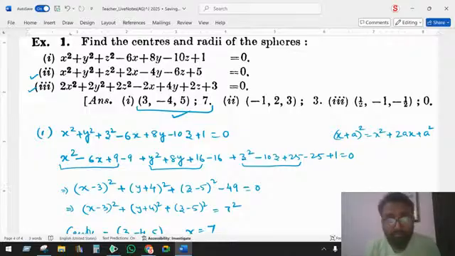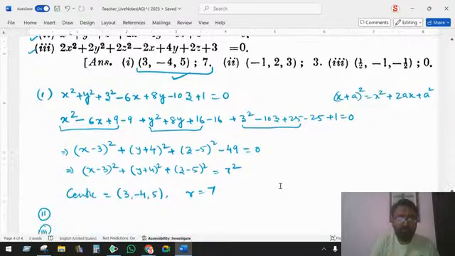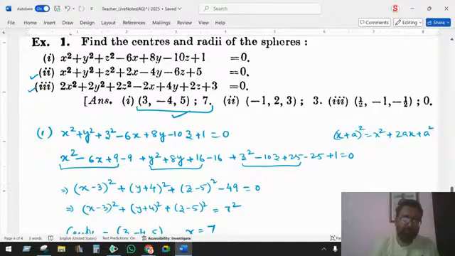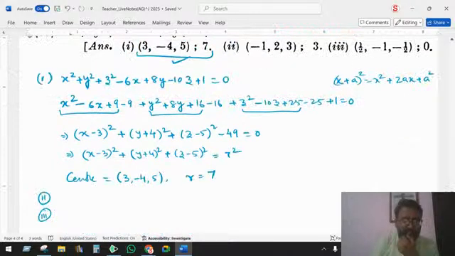Sir, can you show at last? What is the last? For minus, okay. So for minus, it will be everything number as it is. For plus becomes minus. So in the middle, we should always take plus. So in the last second step, we took x minus 3 whole square plus.